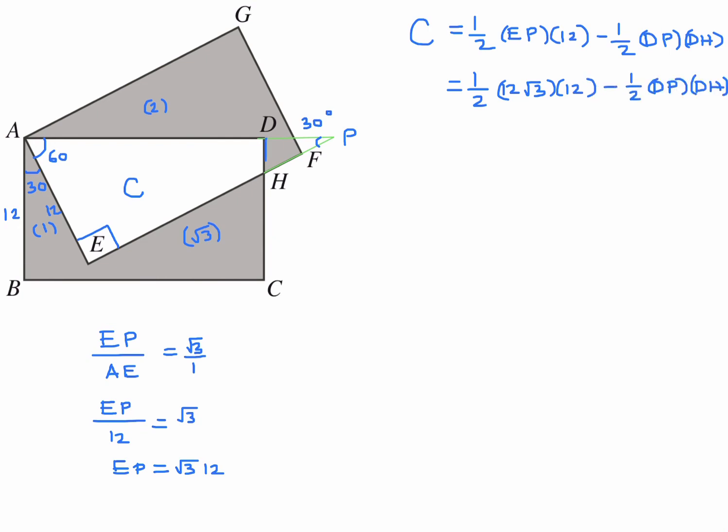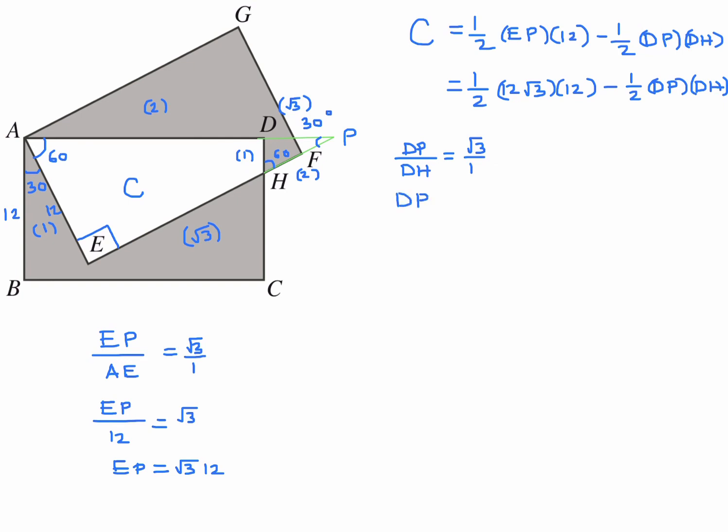Now we're going to look at this small triangle right here. That small triangle, this is 90 degrees, correct? And this, therefore, is 60 degrees. So again, we've got a 30, 60, 90 triangle with the ratios of 1, 2, and root 3, like that, for this triangle right here, DPH. So therefore, if we use the same ratios, DP over DH is equal to root 3 over 1, like that.